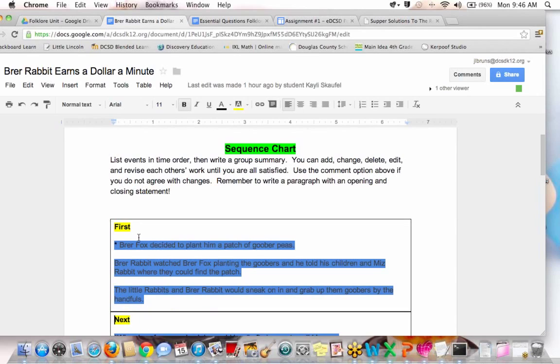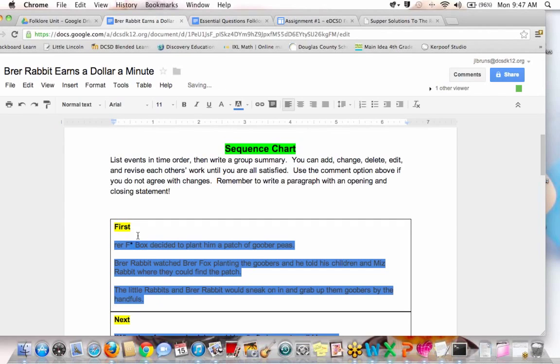Okay, how do you pronounce it real quick? Briar Fox decided to plant himself a patch of goober peas. Briar Rabbit. Briar Fox planting the goobers, and he told his children and Miss Rabbit where they could find the patch. The little rabbits and Briar Rabbit could sneak in and grab up them goobers by handfuls.